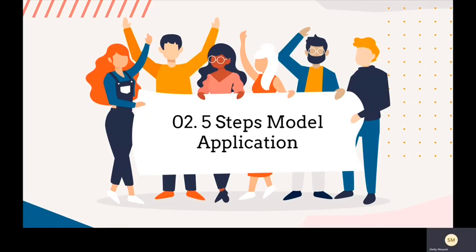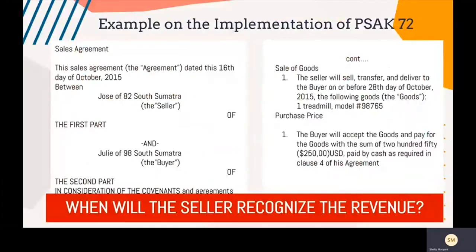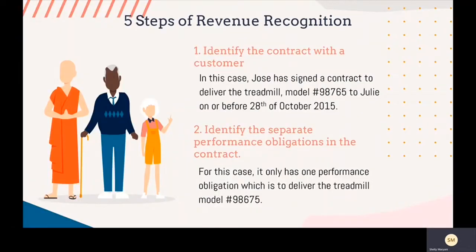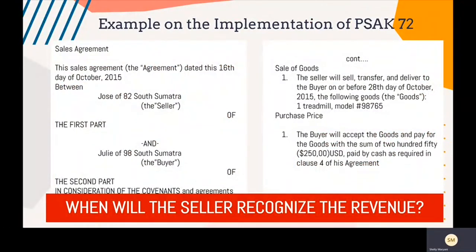Now I'm going to explain about the 5-step model application. Here is the sales agreement between Josh and Julie. The sales agreement states that the seller will sell, transfer, and deliver to the buyer on or before the 28th day of October 2015 the following goods: one treadmill, model number 9X765. The buyer will accept the goods and pay for the goods the sum of $250. The question is, when will the seller recognize the revenue?